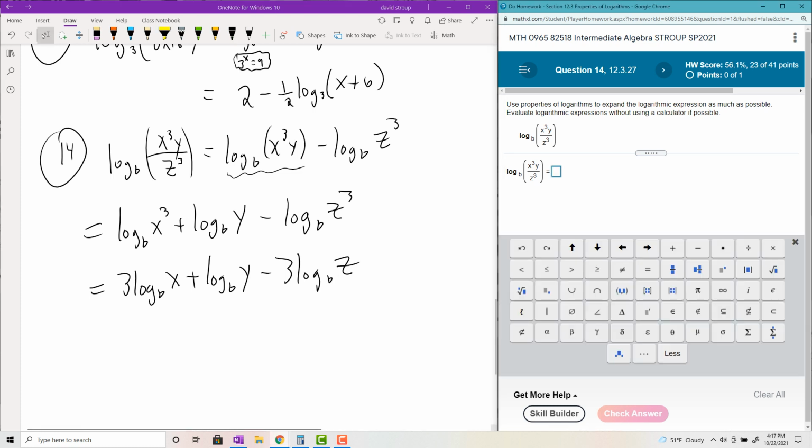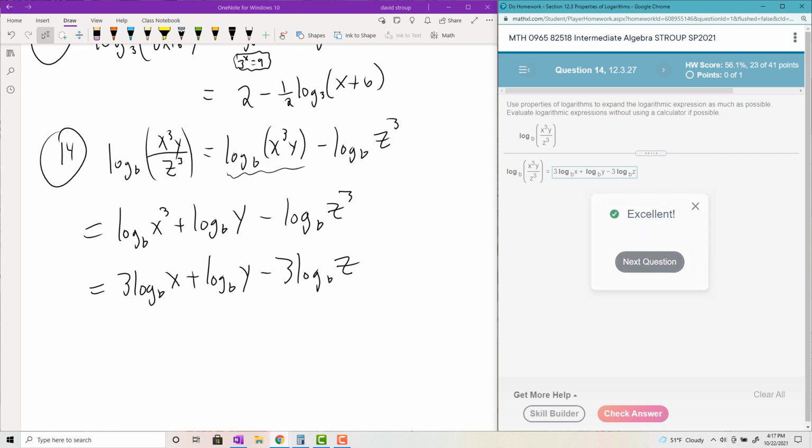Okay. So 3 log base b of x plus log base b of y minus 3 log base b of z.